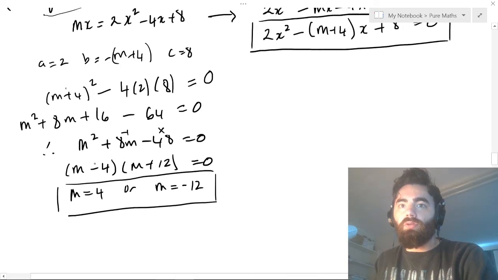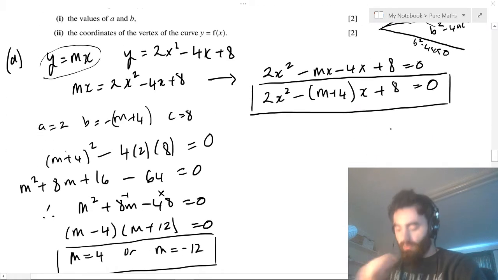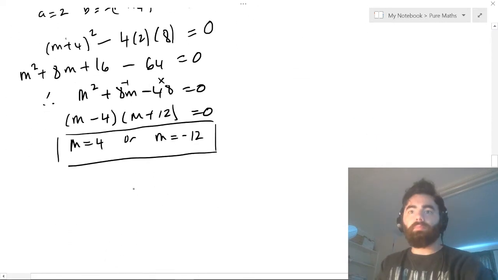So those two values for m is where the line touches the curve. Okay.